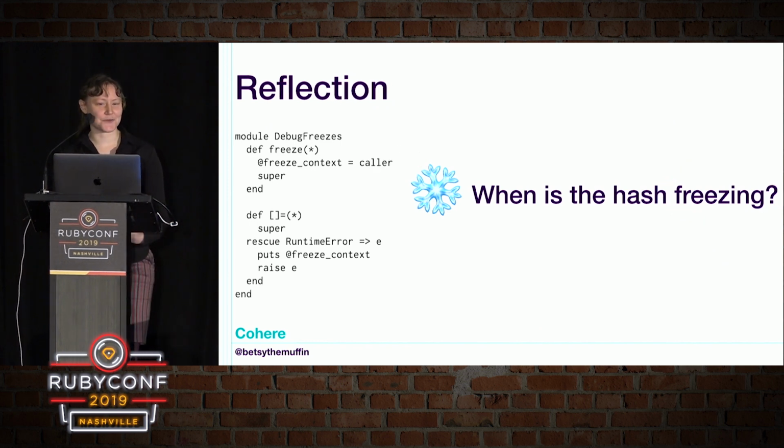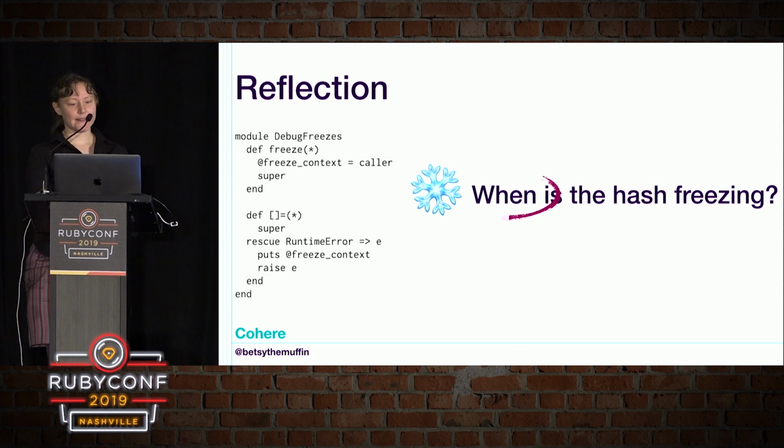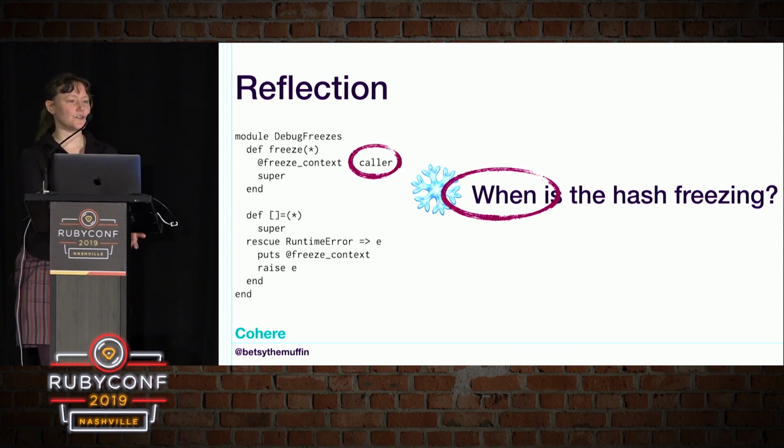You're guessing right, that's a reflection problem. We solve reflection problems by thinking about what data we're trying to collect. In this case, it's when the hash is freezing. And so the stack trace is the most useful piece of information.